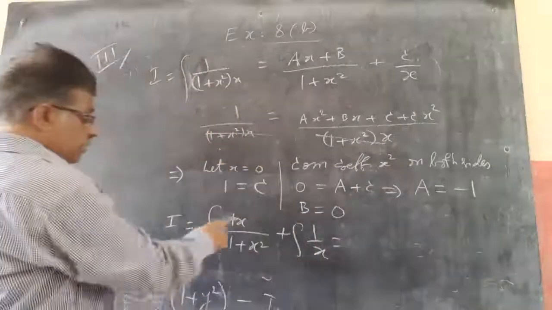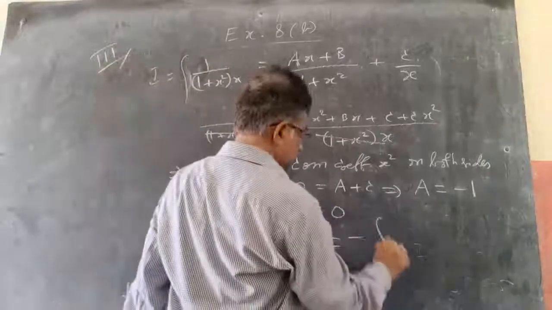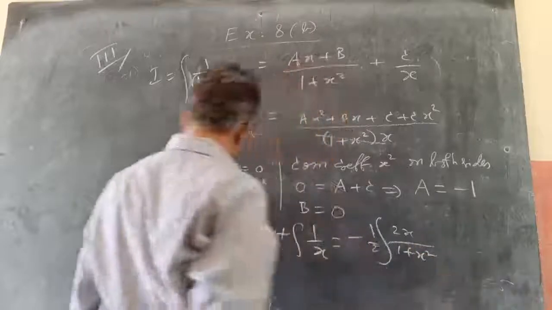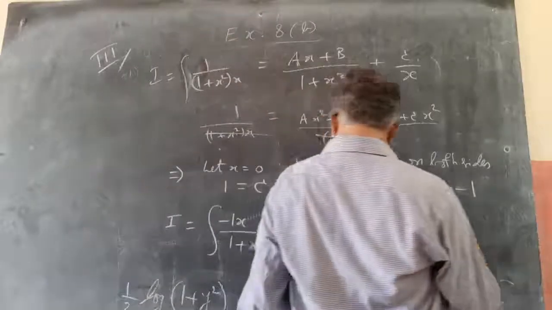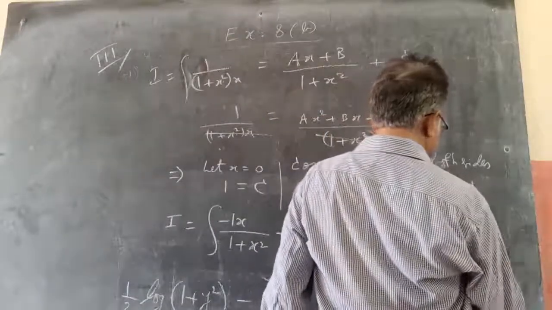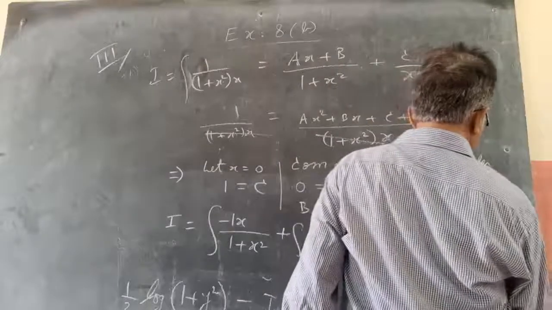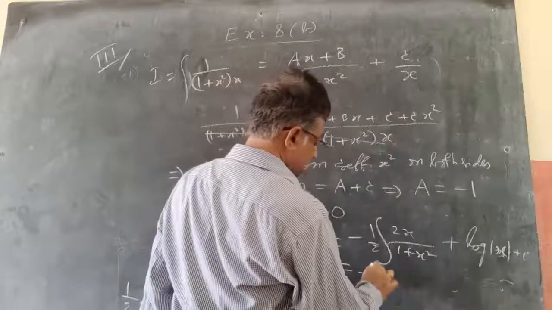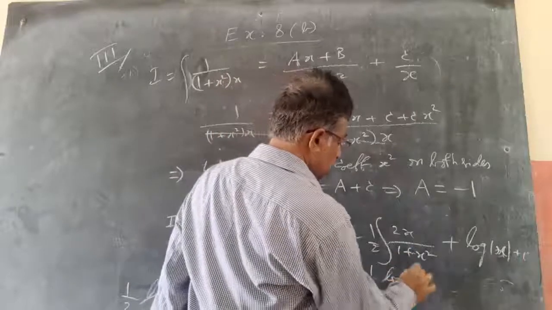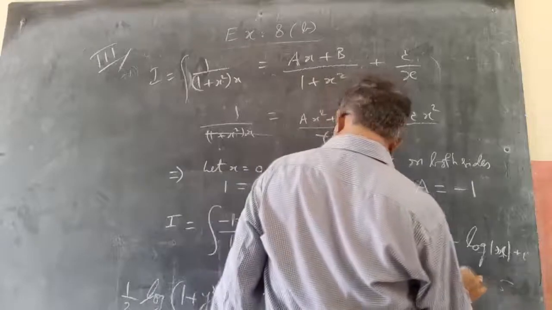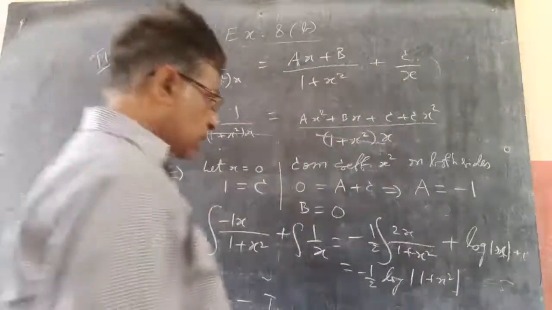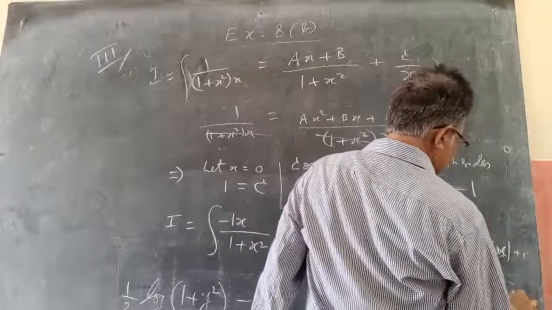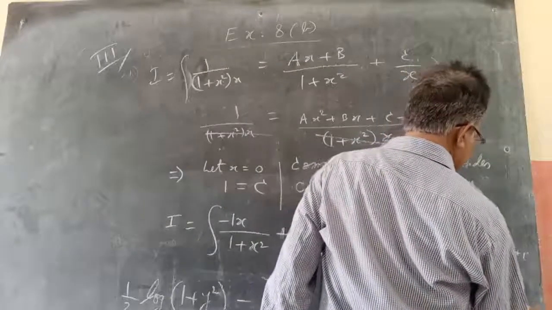Now if I multiply by 2 by 2 here, with minus outside, we get 2x by 1 plus x square. The integral of 1 by x is log mod x plus c, and this part is f dash x by f x, which is log mod f x. So minus half into log mod of 1 plus x square, plus log x plus c. I can write the constant as log c because it is a constant.